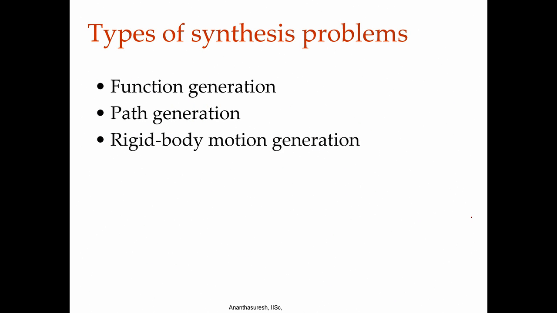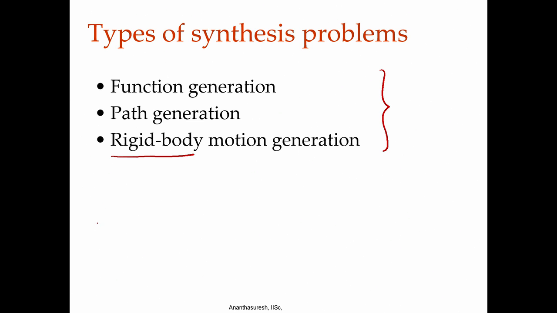So, now before we use this loop closure equation that we just wrote, let us talk about what kinds of synthesis problems we want to solve. In the kinematics literature, there are three kinds of synthesis problems known as function generation, path generation, rigid body motion generation. Sometimes people leave out this rigid body, but it makes it clear if you say that in this manner. What is function generation?